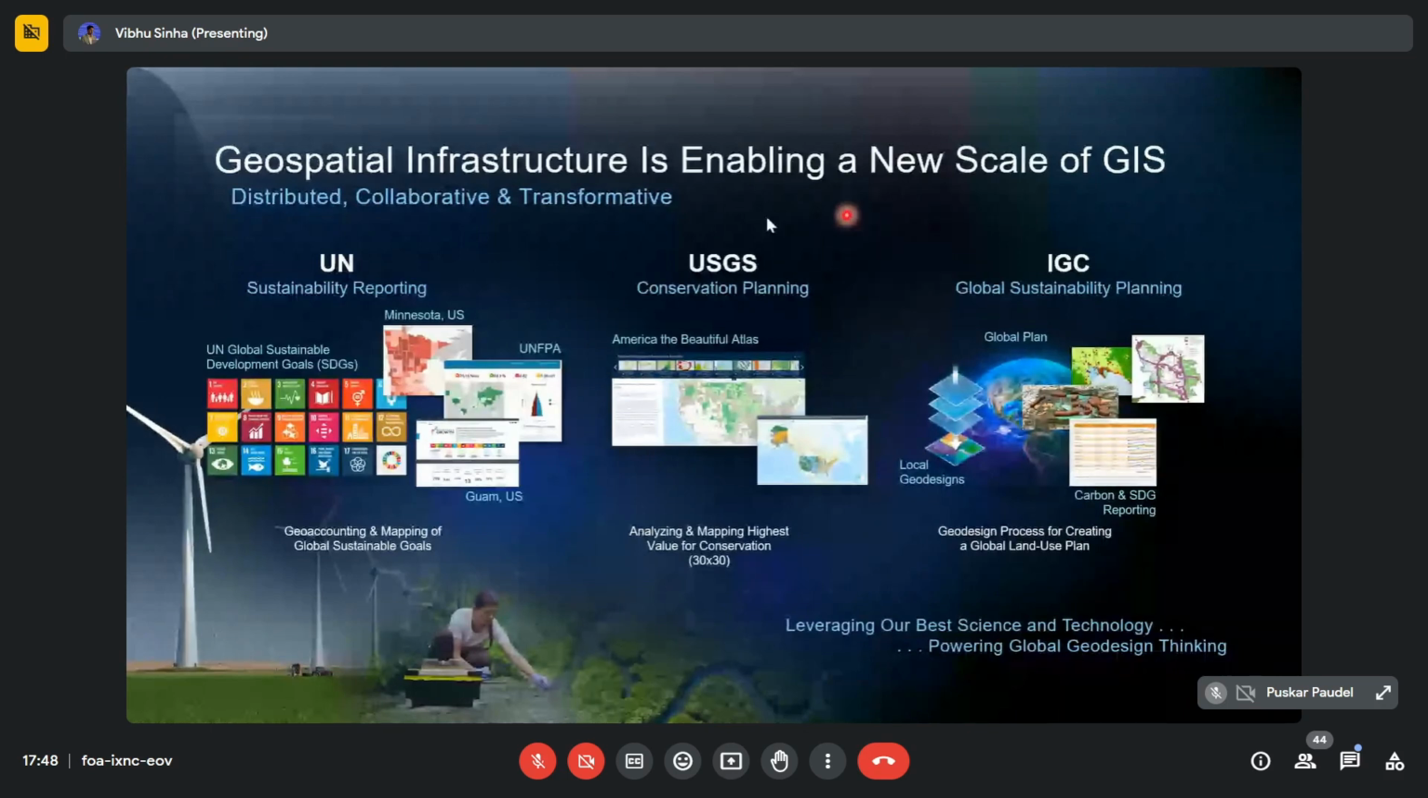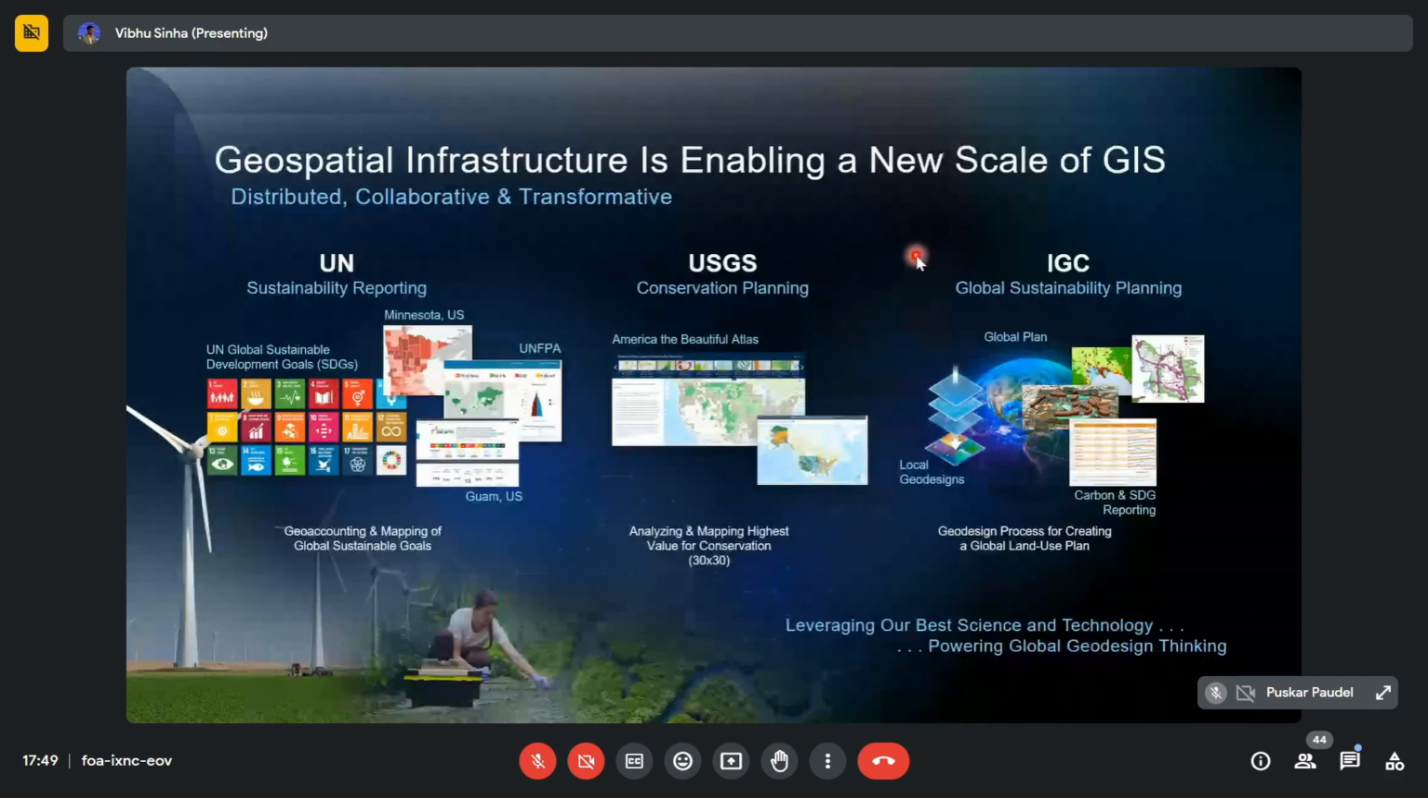So these are some of the examples. So S3 has been working with United Nations to create sustainability reporting. So there are 17 goals which need to be mapped, right? These are called Sustainable Development Goals, or SDGs. We have been mapping and ranking countries, states, districts as per the SDG guidelines, how the governments in these particular areas are, how are they achieving these goals, and how do they rank vis-a-vis their peers, right? And we have been working with USGS, IGC for global sustainability planning and conservation planning. So quite a few initiatives where we have been working with various departments.